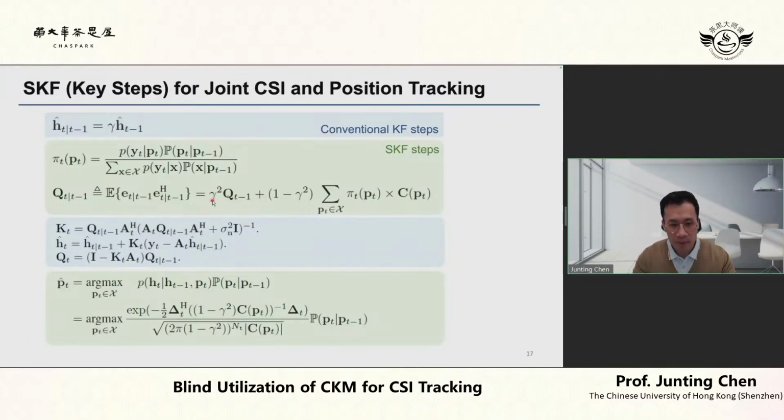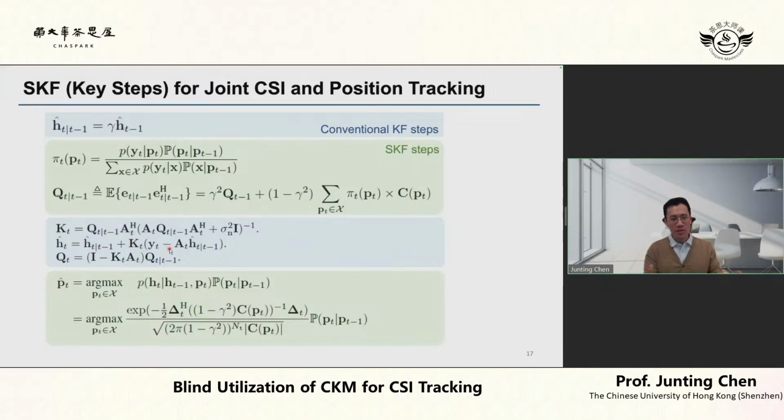So this is a summary of the key steps of the switching Kalman filter method for joint CSI and position tracking. Now, the blue part is just the conventional Kalman filtering step. And the green part is the additional or modified steps introduced by switching Kalman filtering. In particular, we have to maintain a distribution of the position, and we also need to update the position of the user. And then with the distribution of the position, we can update the covariance matrix at time t, and then we have a better computation for the covariance matrix of the estimate. And then the remaining steps remain the same as classical Kalman filtering.